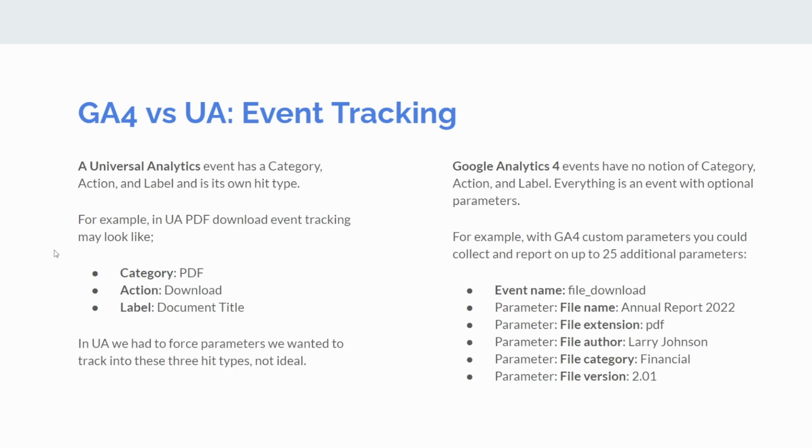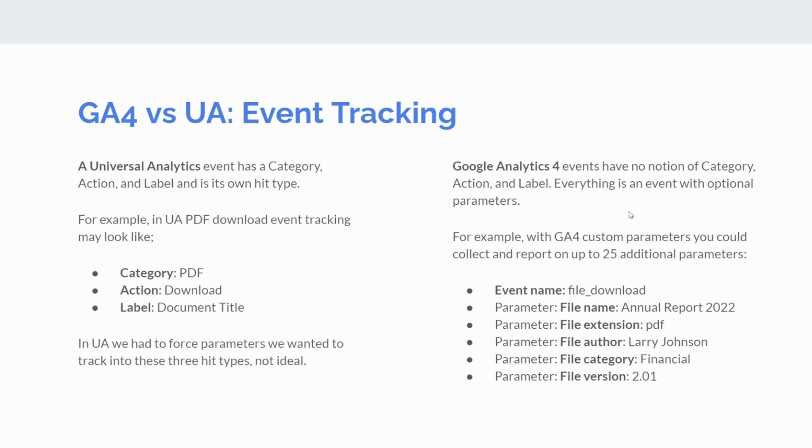Now, when we talk about event tracking in GA4, a lot of people think about event tracking in Universal Analytics. Most people will recall that event tracking in Universal Analytics had a very rigid structure where we could use category, action, label, and optionally a value too. So we would have to shoehorn any type of event that we wanted to track in Google Analytics Universal in this format. For example, a PDF download, the category may be PDF, the action may be download, and the label may be the document title that you want to track.